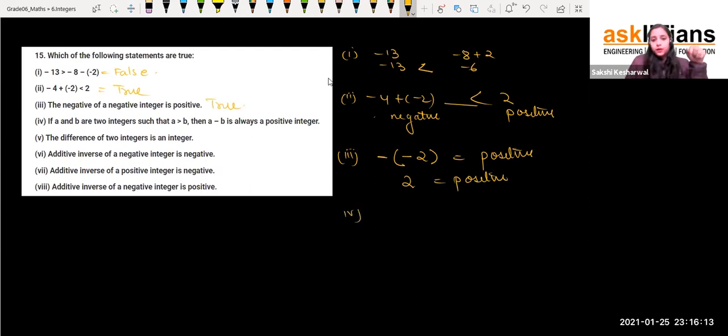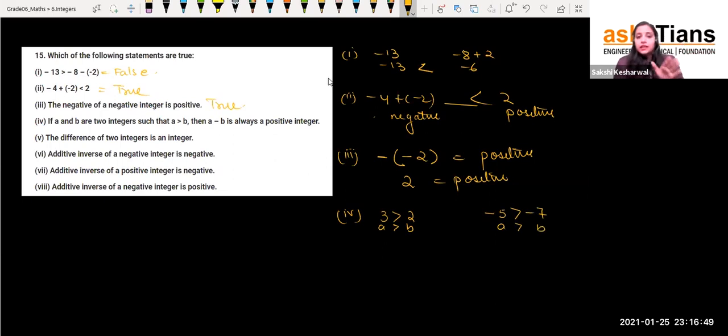Now coming to the fourth part. It says that if A and B are two integers such that A is greater than B, then A minus B is always positive. See, such types of questions come, you always think of an example in your head and then give the answer. So A is greater than B. Let's take some examples like 3 is greater than 2, and minus 5 is greater than minus 7. This is A and this is B. You always have to take all the possibilities.